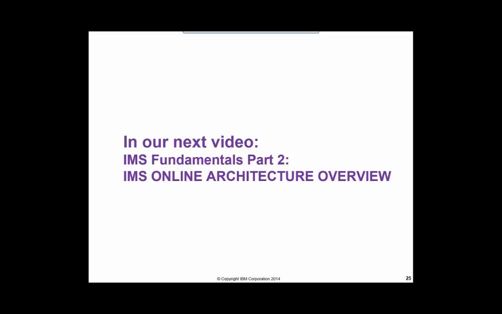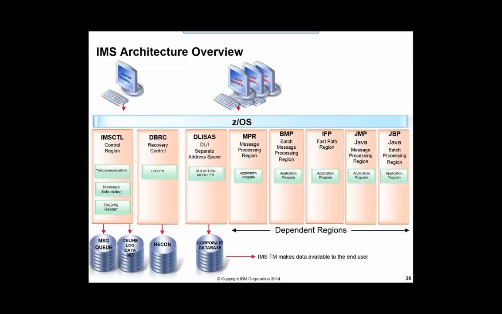So there you have it. That's sort of the different product implementations of IMS. In our next video, which will be titled IMS Fundamentals Part 2, IMS Online Architecture Overview, we'll talk about the IMS Transaction Manager Architecture, and here's a picture of what this looks like. We'll talk about the IMS Control Region, we'll talk about DBRC, we'll talk about something known as DLI Separate Address Space, and then we'll talk about the IMS Dependent Regions, MPRs, BMPs, IFPs, JMPs, JBPs, and we'll look at this in a lot more detail in our next video where we'll talk about the IMS Online Architecture Overview.